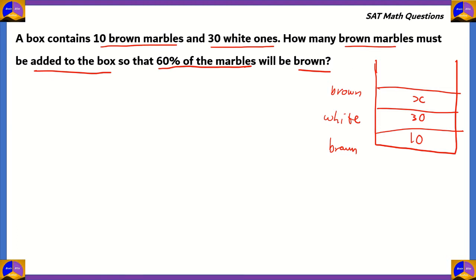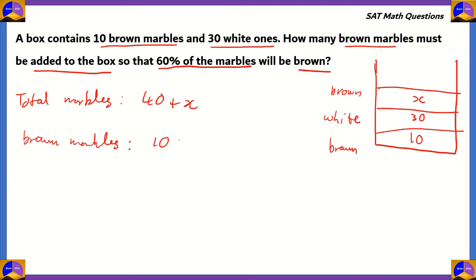Now, if we were asked to find out the total number of marbles in this box, it'll be 10 plus 30, which is 40 plus x. So therefore, the total number of marbles will be 40 plus x. And since we have 2 layers of brown marbles, the total number of brown marbles will be 10 plus x in this current scenario.